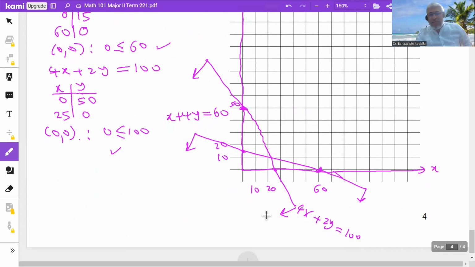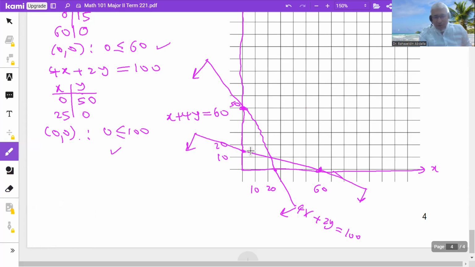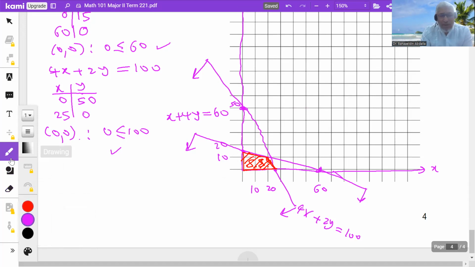And now to determine the solution set, you need to select the region in which all of these conditions are satisfied. So below this line, it should be here. To the left of this line, it should be here. So in fact, it is this region. This is the region, okay? This is the solution set. You can say SS, that's the solution set. So this is the answer of part A.